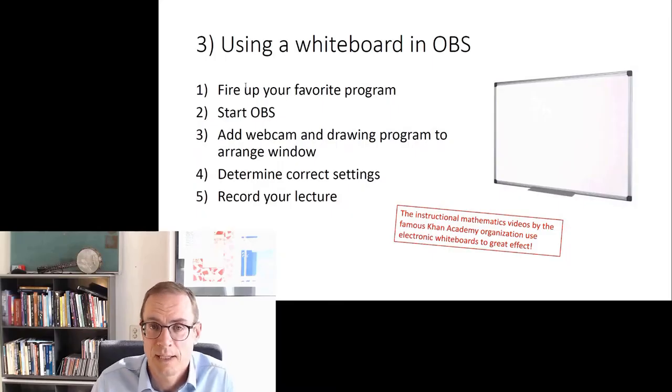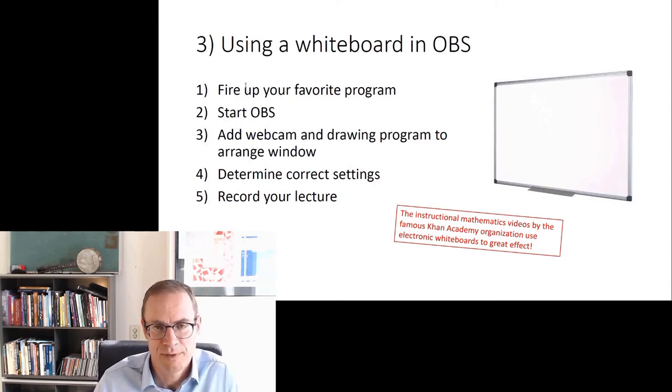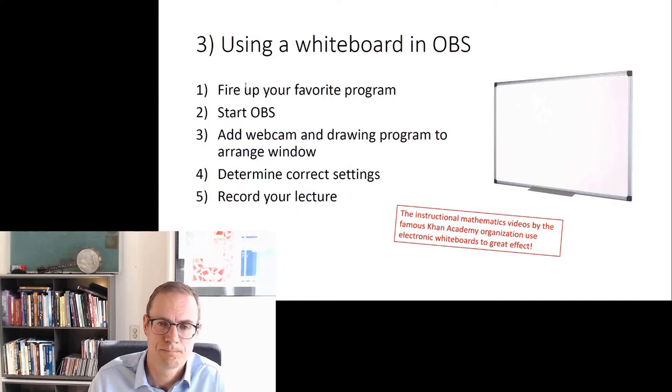So the third thing I'd like to show you is how you can use a whiteboard in Open Broadcaster Software. So first you'll need a drawing program. So start up your favorite drawing program. The one that I like is called Smooth Draw. Then you start OBS. And in the Arrange window, you add your webcam and the window of your drawing program. You arrange them the way you want and you start recording.